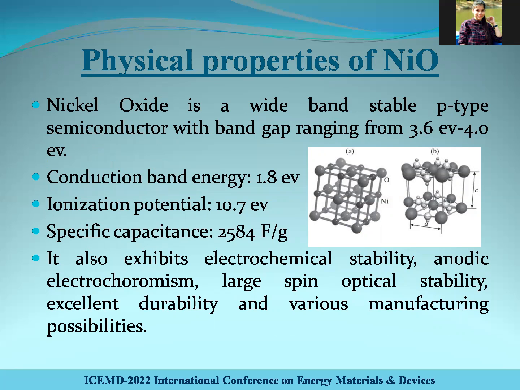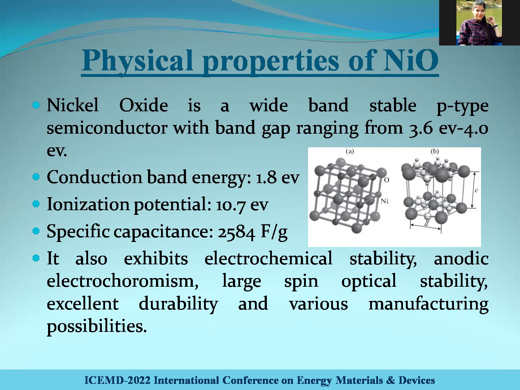These are the physical properties of NiO. The main focus of our work is to study the electrochemical behavior of nanostructured nickel oxide. Nickel oxide is a transition metal oxide with a band gap ranging from 3.6 electron volt to 4 electron volt, and it has conduction band energy of 1.8 electron volt, ionization potential 10.7 electron volt, and it has very high specific capacitance, that is 2584 Farad per gram.